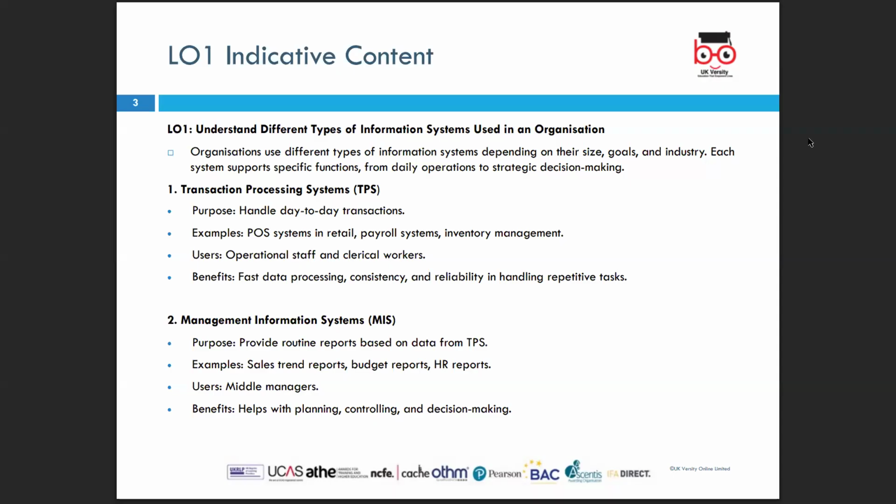Another system is the management information system. The purpose of this is to provide routine reports based on the data from our transaction processing system. What are the technologies involved? We're looking into sales trend reports, budget reports, and HR reports. The people working with these systems are the middle managers. And the benefit we get from this is that it helps with planning, controlling, and decision making.